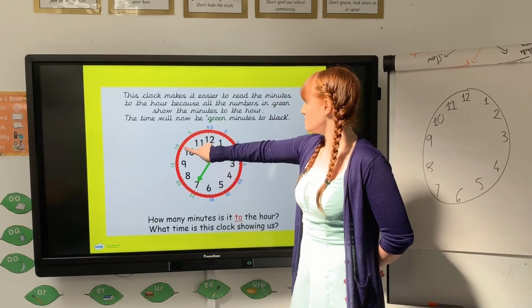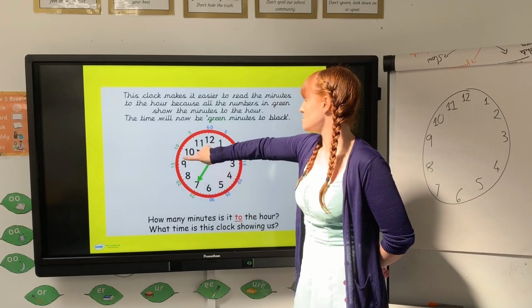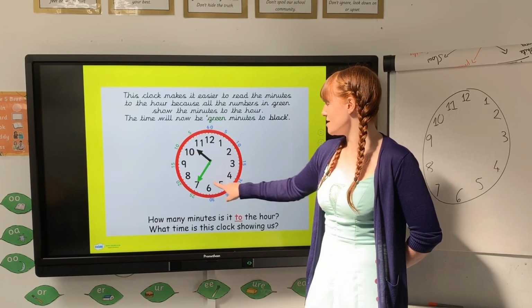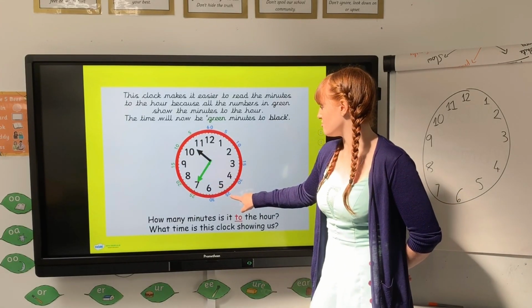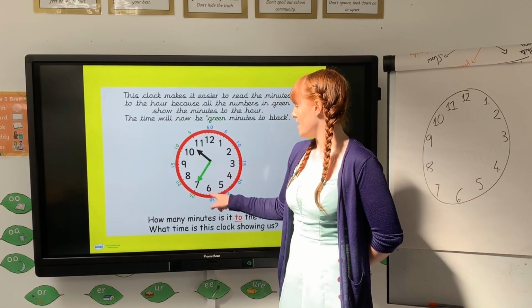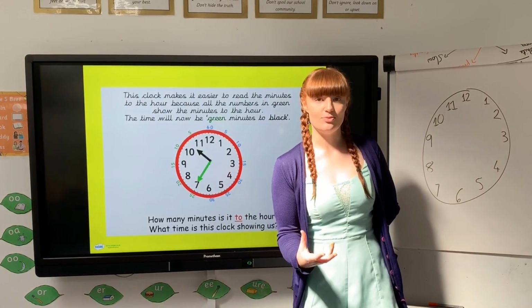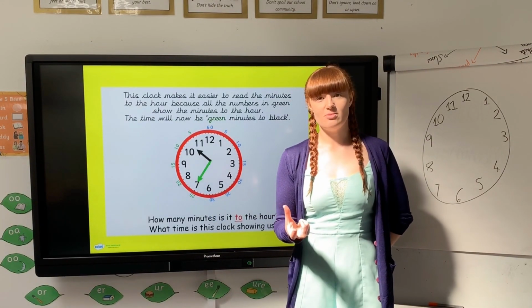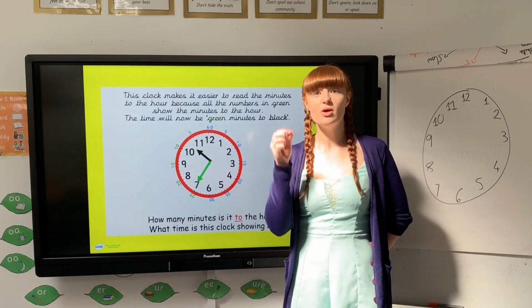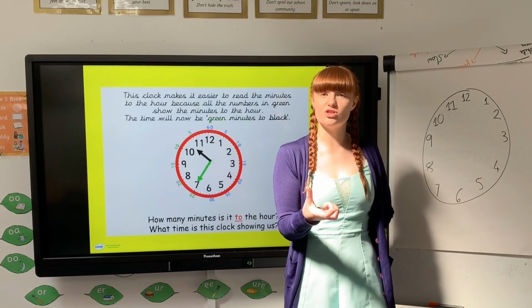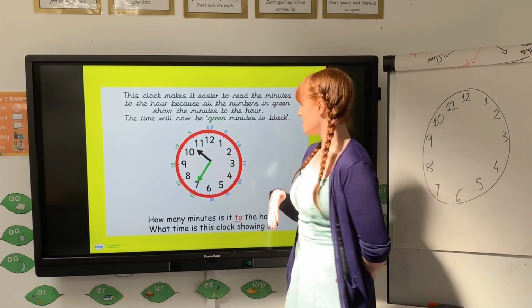10 minutes past, 10 minutes to. Quarter past, quarter to. 20 minutes past, 20 minutes to. 25 minutes past, 25 minutes to. Half past. And that's how we do it. So that's a way that I get my children to have a little look. So if you've got a clock at home, you can write those in, and that then helps the children know how many minutes to the next hour it is.